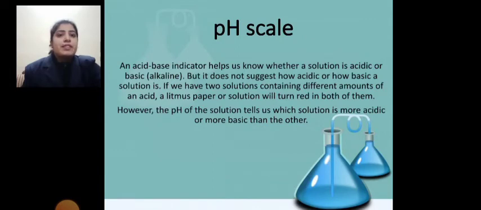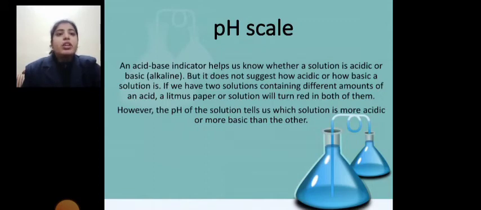Now, the pH scale. An acid base indicator will help us to know whether the solution is acidic or basic. But it does not tell us how acidic or how basic a solution is. So if we have two solutions which are acidic in nature, the acid base indicator will only tell us that it is acidic in nature, and it will turn red in both the cases. But we do not know which one is more acidic and which one is less acidic.